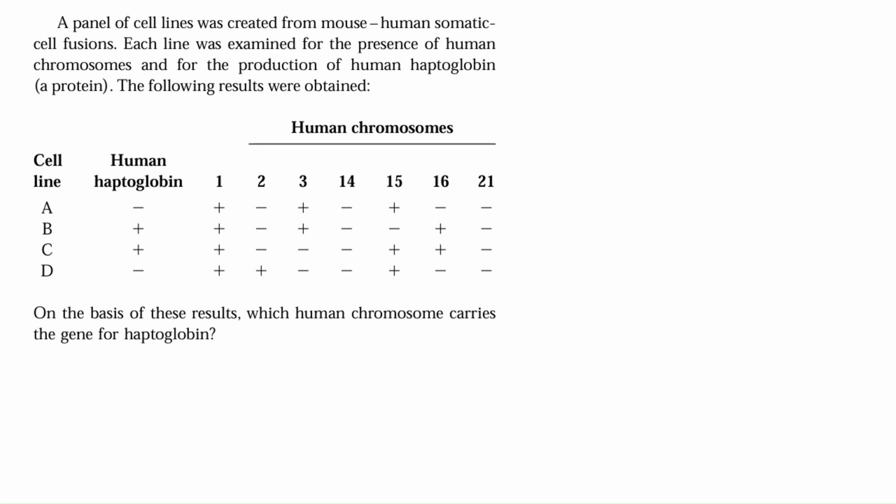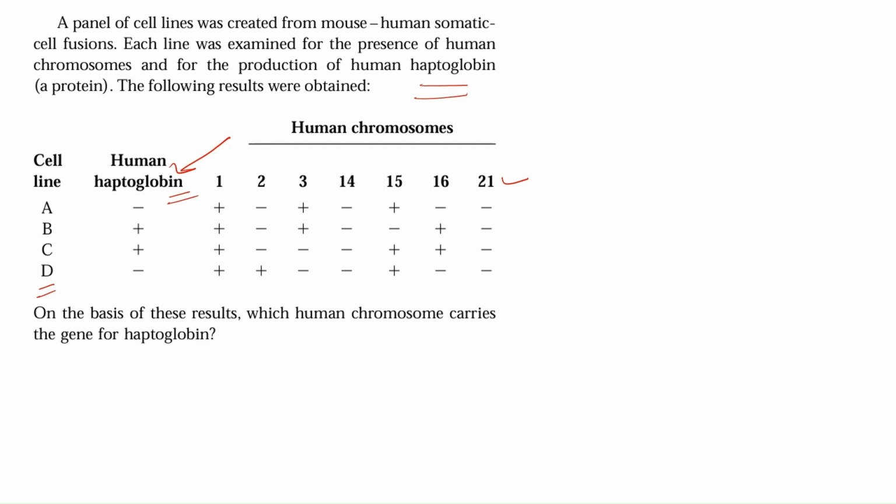Now one question is given to you, that is, a panel of cell lines was created from mouse and human somatic cell fusion. Each line was examined for the presence of human chromosomes and for the presence of human haptoglobin. The following results were obtained. Now what is the question? 4 cell lines are given and the presence and the absence of human haptoglobin gene or protein is also given. Now these are the human chromosomes. We have to map on which chromosome the gene for this protein is present.